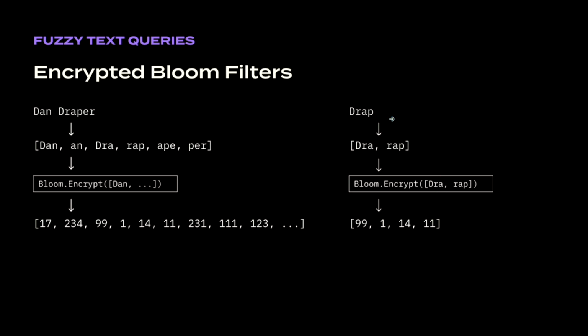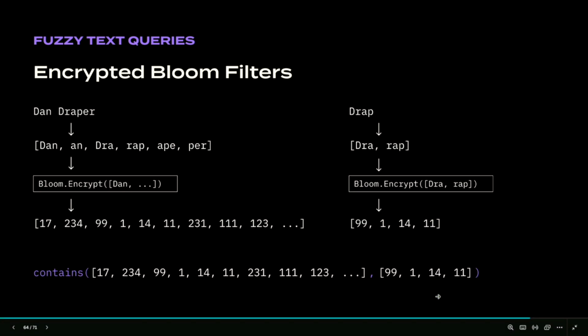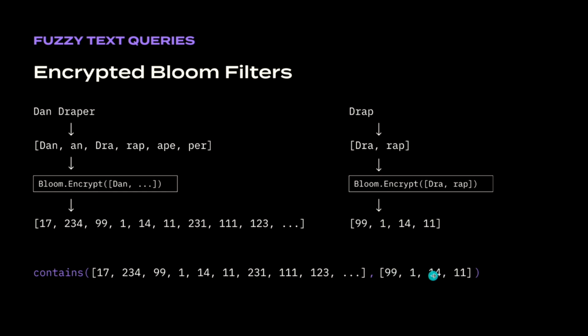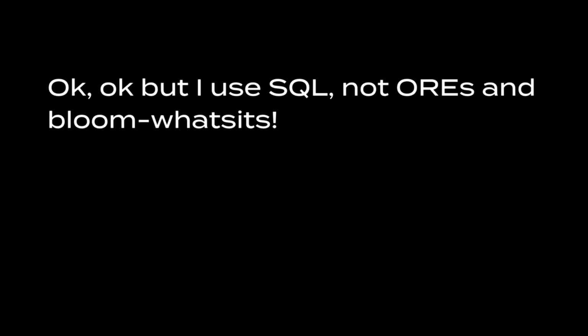Let's say that I wanted to do a partial text search. So I'm now comparing DRAP, see if it matches Dan Draper. And so I'm going to end up with a smaller encrypted Bloom filter. And I'm going to compare simply by checking to see whether this second array of values is contained within the first array of values. That's a simplification, but it gives you an intuition of how the process works. So that's telling me whether or not this string is contained within this string, and doing so in an encrypted setting.